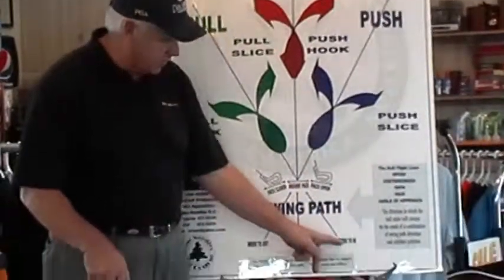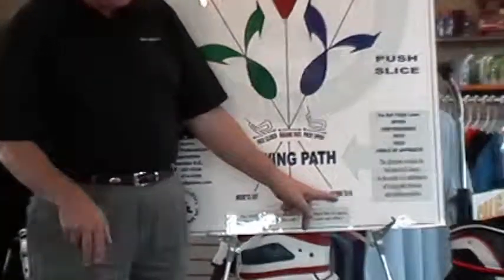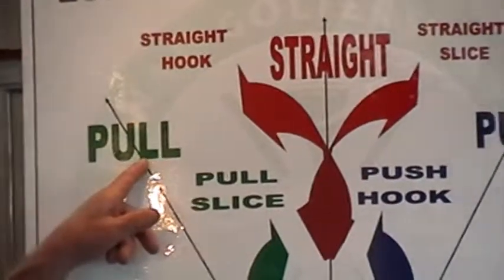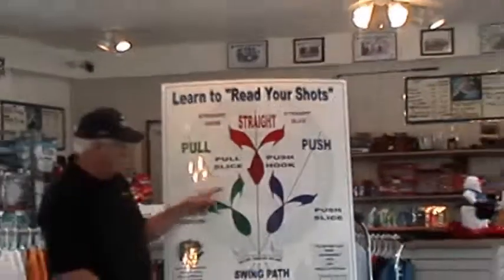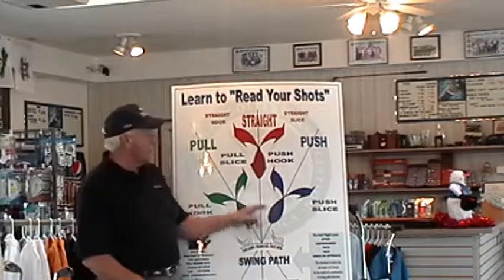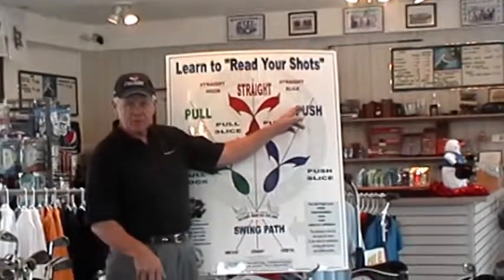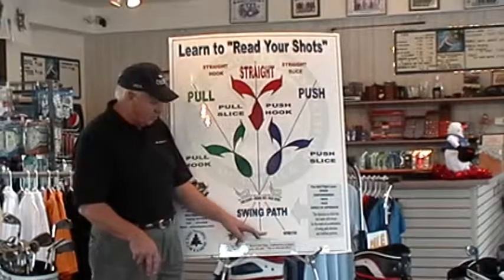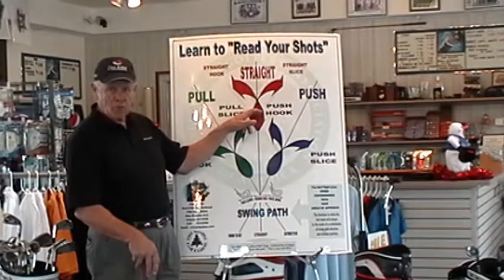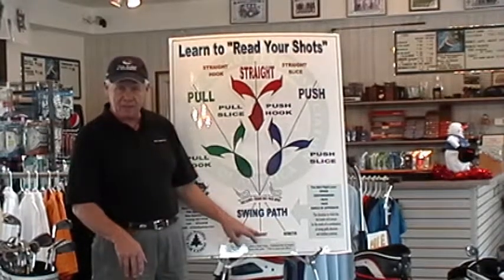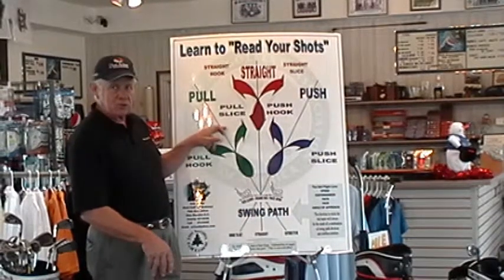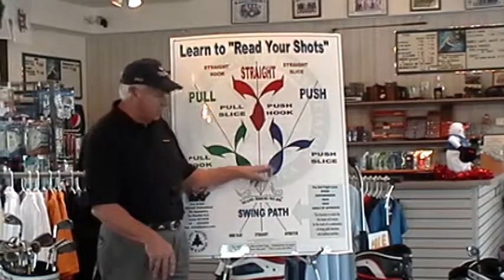But if you're that person, like the majority of my amateurs, that swing from the outside toward the inside, which is our pull, and whether it slices or whether it fades, but if the ball continues to go to the left, you know that what we need to do in learning how to read your shots is that you need to find a way to change your swing path to more of a straight toward the target, which means the right hand going toward the target rather than the right hand going left of the target or the right hand going to the right of the target.